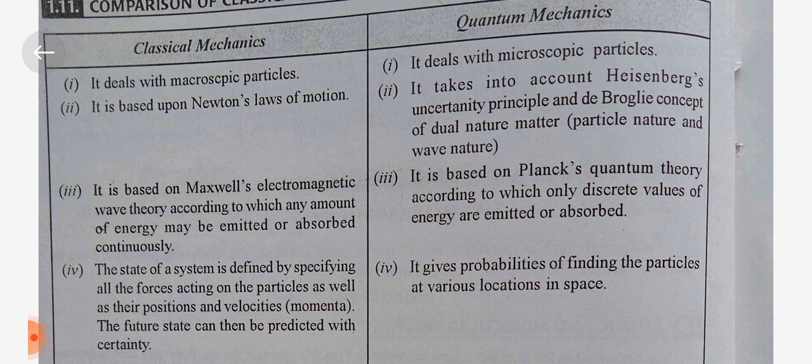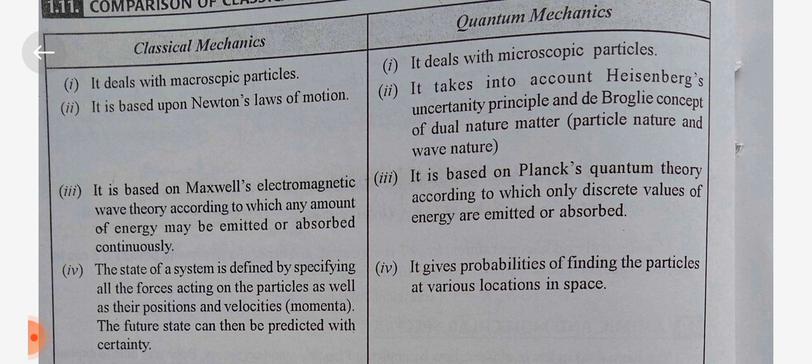Classical mechanics deals with macroscopic particles. Quantum mechanics deals with microscopic particles. Classical mechanics is based upon Newton's laws of motion, while quantum mechanics takes into account Heisenberg's uncertainty principle and de Broglie's concept of dual nature of matter. Classical mechanics is based on Maxwell's electromagnetic wave theory, according to which any amount of energy may be emitted or absorbed continuously, while quantum mechanics is based upon the Planck quantum theory, according to which only discrete values of energies are emitted or absorbed.